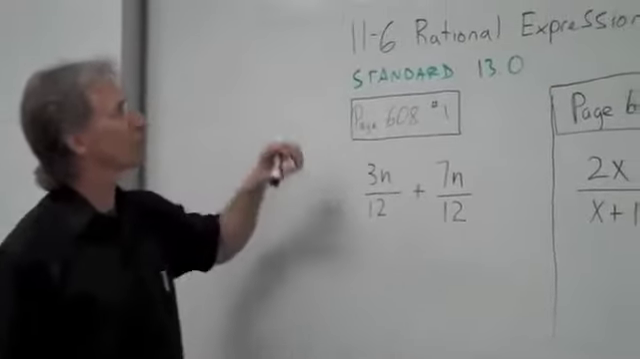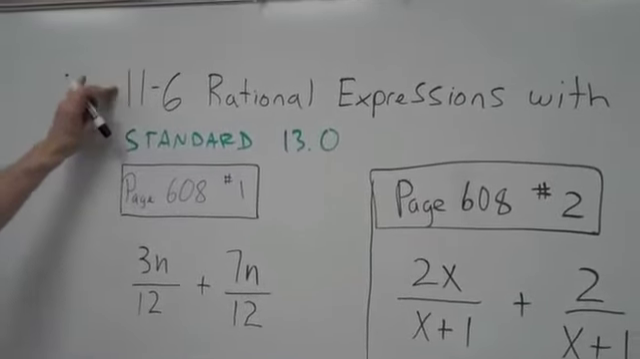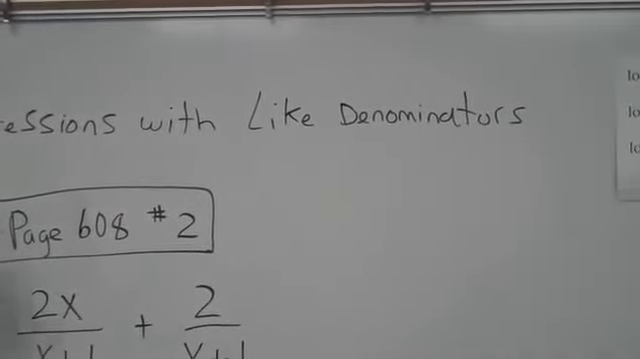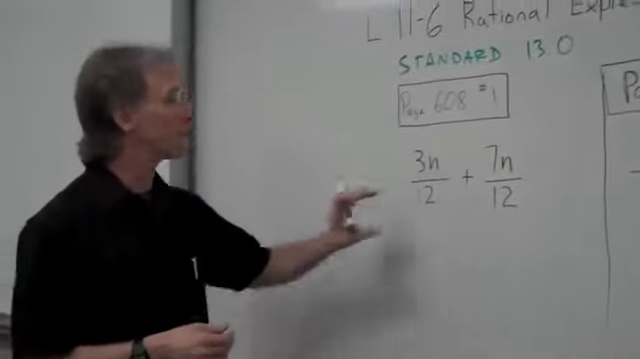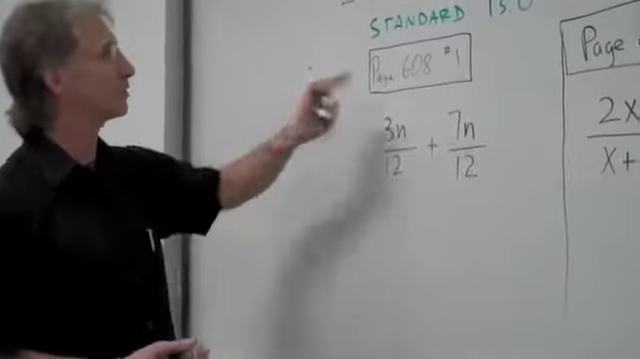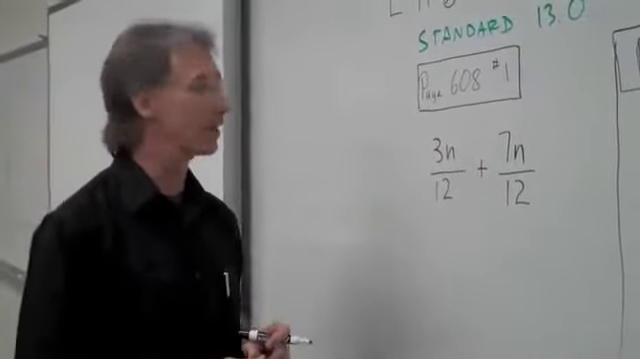So take a look here. We're on Standard 13 right now, and Standard 13 is Lesson 11-6, Rational Expressions with Like Denominators. Now that's the easier kind to do because when the denominator is the same in the bottom, it makes it a lot easier to do the problem. For example, this is example 1 on page 608, which we did in class today.